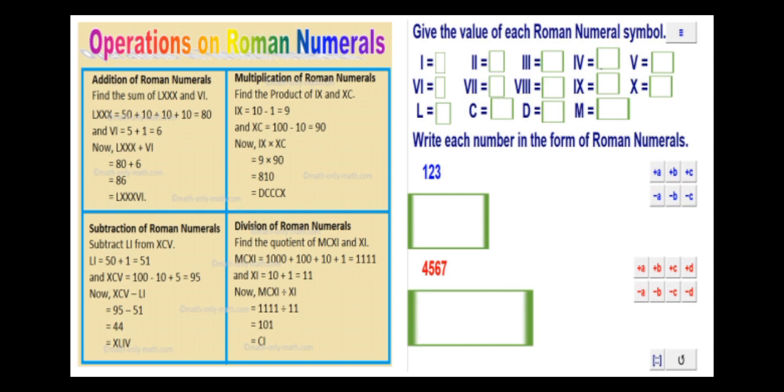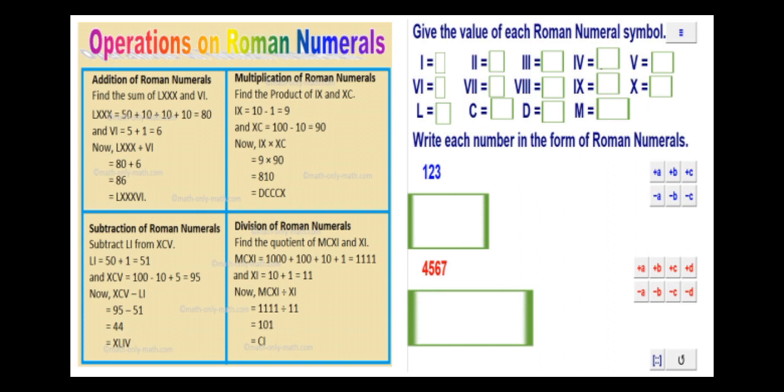Division of Roman numerals. Find the quotient of MCXI and XI. MCXI is equal to 1000 plus 100 plus 10 plus 1, which is equal to 1111. And XI is equal to 10 plus 1, which is equal to 11. Now, MCXI divided by XI is equal to 1111 divided by 11, which is equal to 101. So the Roman numeral symbols is equal to CI.